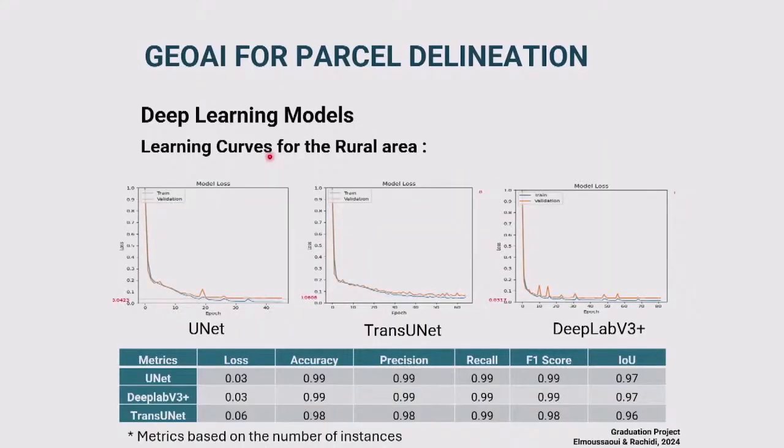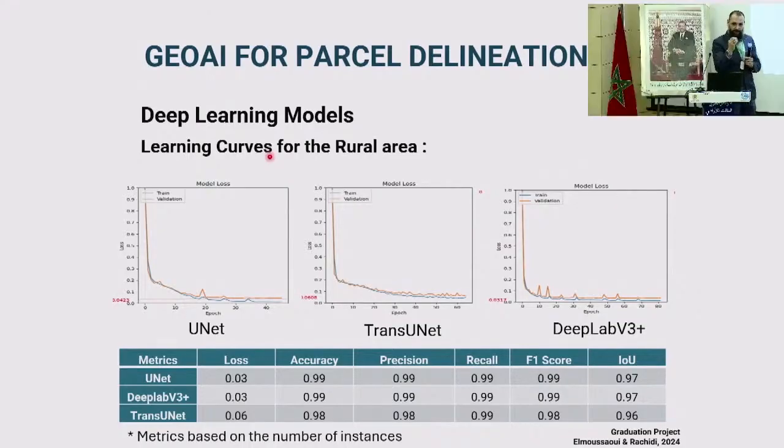So here we have the results. This is the result of our model after the training. Here we have the validation and training process, just to show that our model works well without any overfitting or underfitting problem. I will not go into the details, but I want to mention here the very high results that we've obtained. But just to be frank with you, those results, 99%, 98%, are based on the number of instances. So the number of pixels that we've detected are exactly the number of parcels that exist.